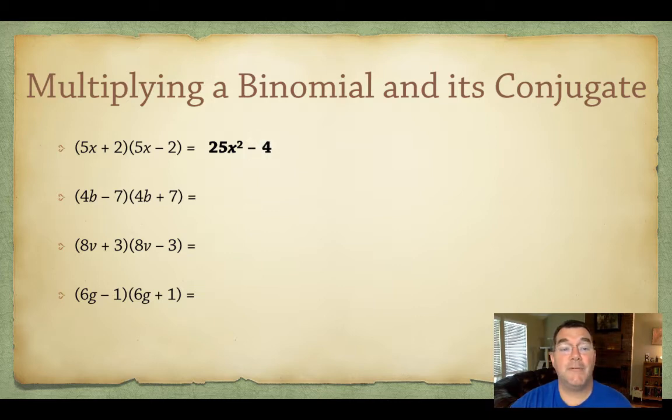In the second example, 4b squared would be 16b squared, and 7 squared is 49. So my answer is going to be 16b squared minus 49. In the third example, 8v squared is 64v squared, minus 3 times 3 is 9. And in the last example, 6g squared is 36g squared, minus 1 times 1 is 1. So that's how you do those.